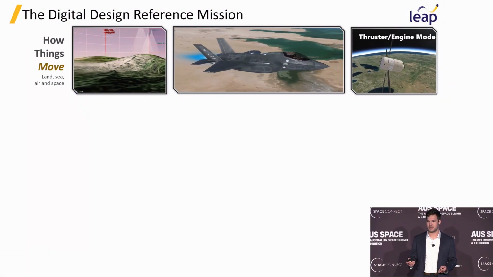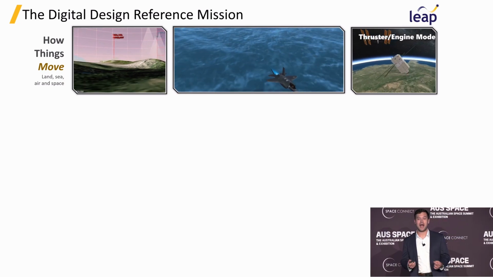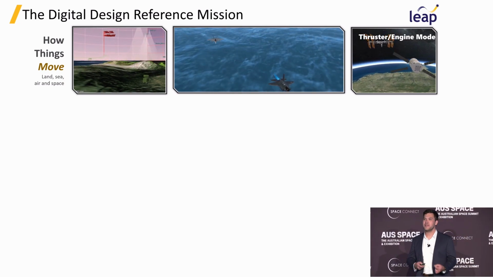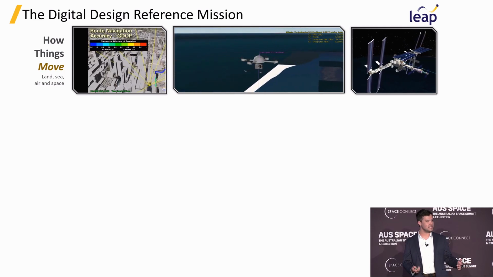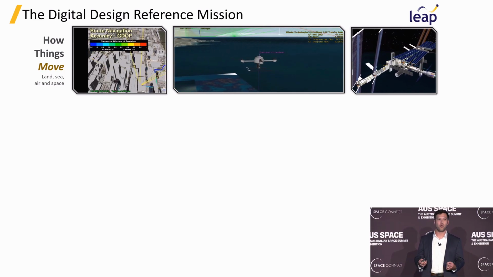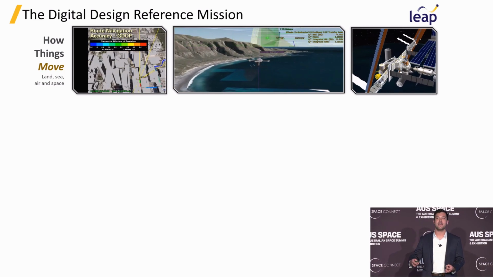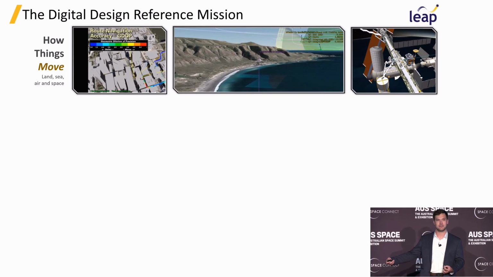But what does this all look like? Well, we can apply a building block approach to this. First, we look at, well, how do things move? Within the domains that we're interested in, whether that is air, land, sea, or space, or some combination of those, what platforms exist and how are they able to move within that space?